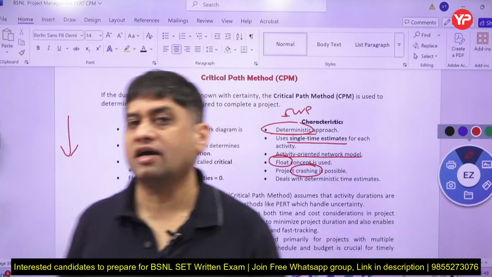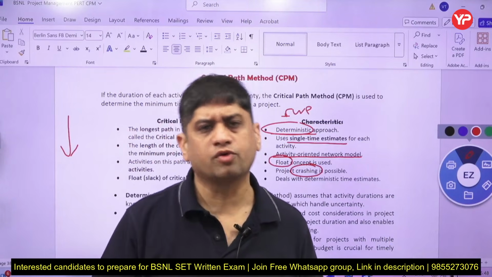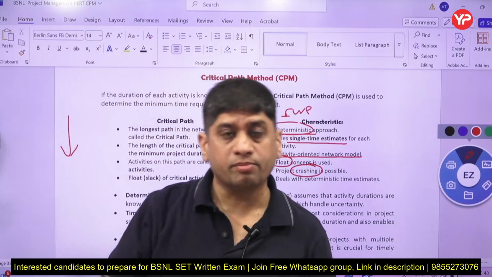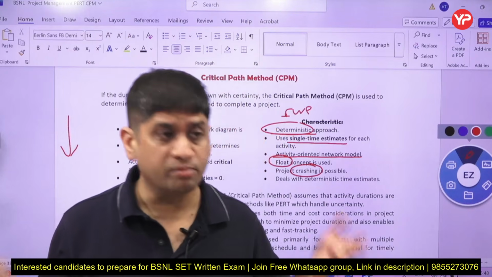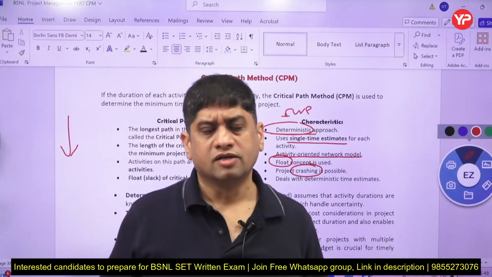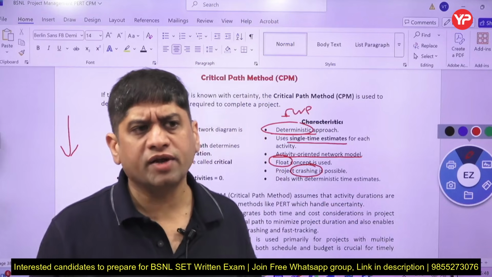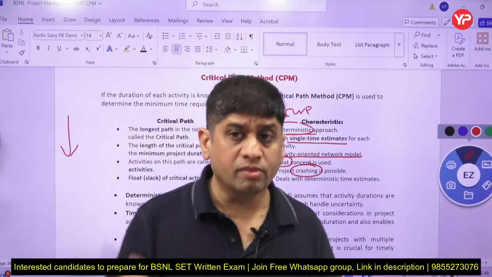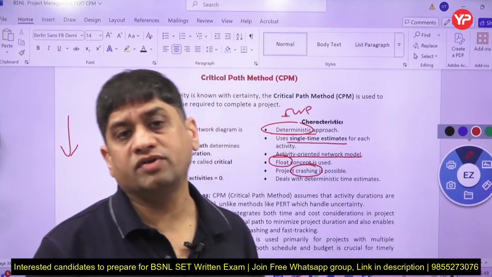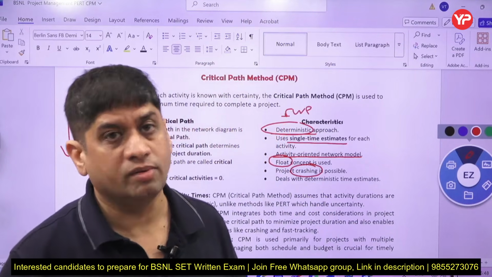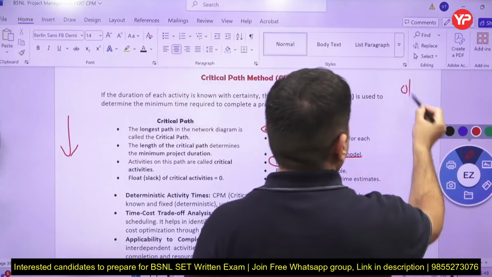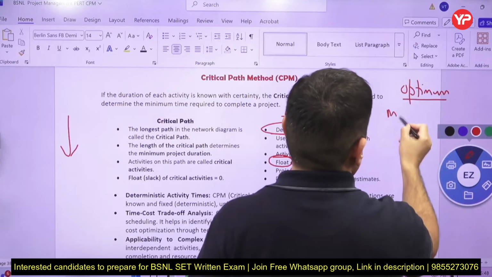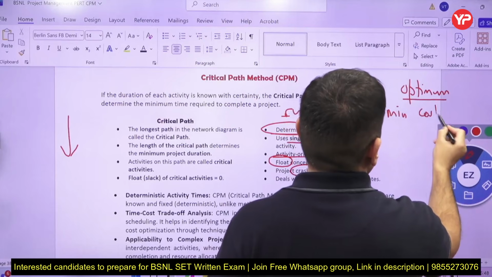And what happens in crashing? Time duration is going to reduce, but at the cost of some kind of money. Maybe when I crash the project, my cost increases. It may increase, it may not increase. So optimum duration to complete a project means the duration in which the cost incurred is minimum. If somebody asks you what is the optimum duration of the project, that means minimum cost. The cost incurred should be minimum.